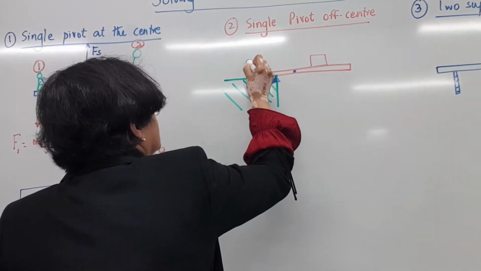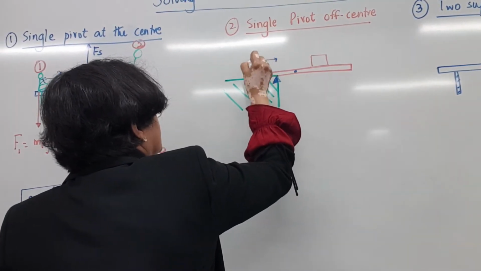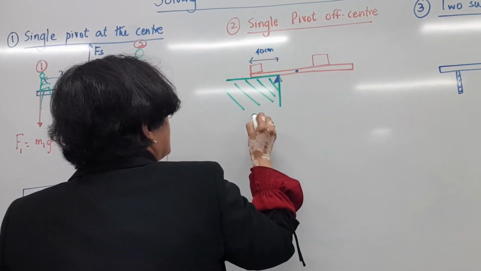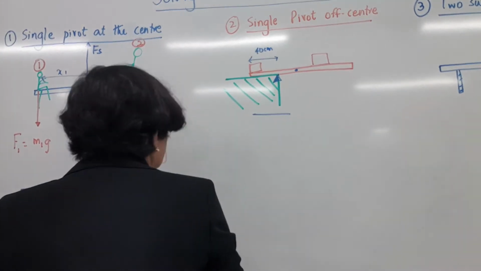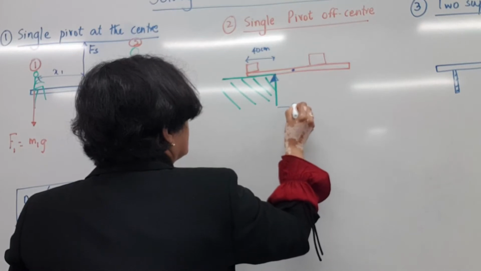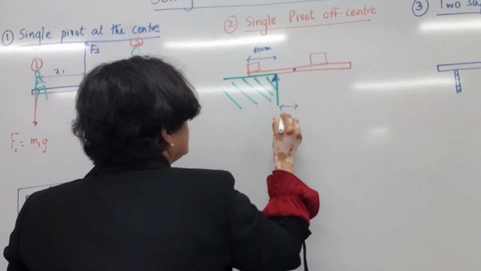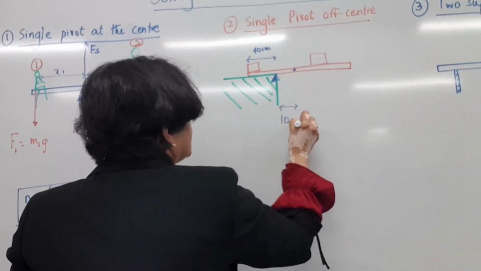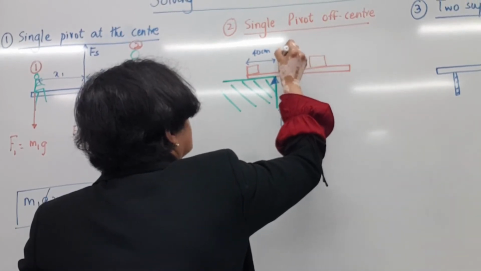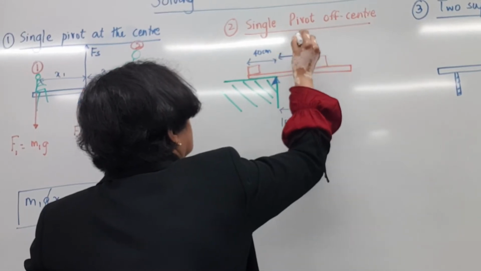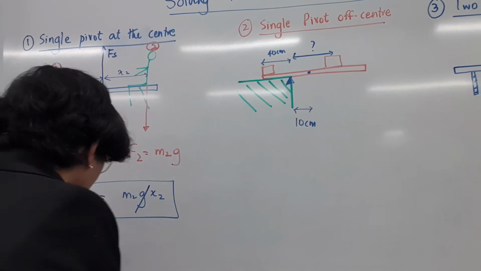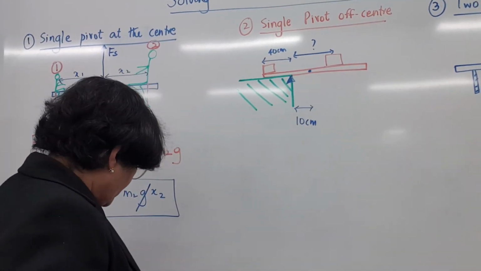The distance from here to the pivot is 40 centimeters. All distances are from the pivot. The distance from the pivot to the center of mass of it is 10 centimeters, and let's say we have to find that distance. Where is that balanced? And for that we need to know a few things.